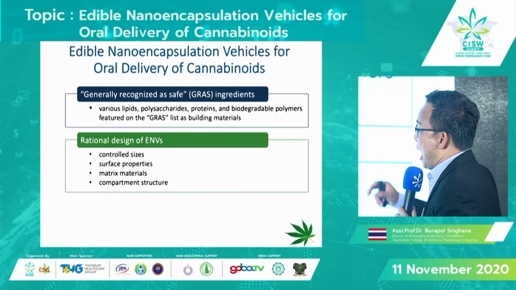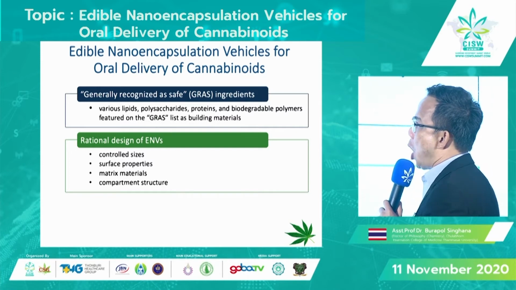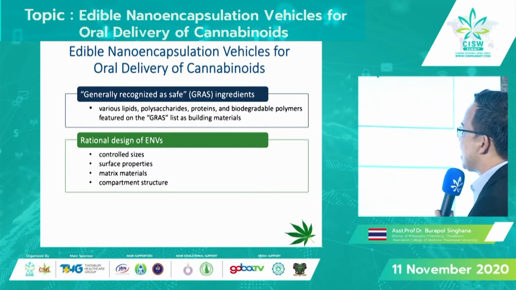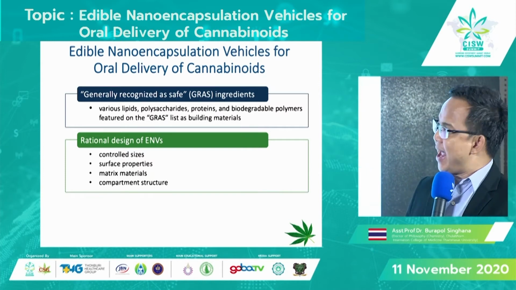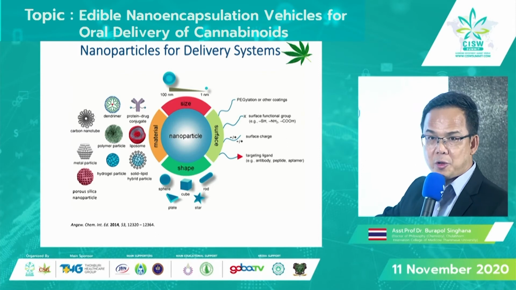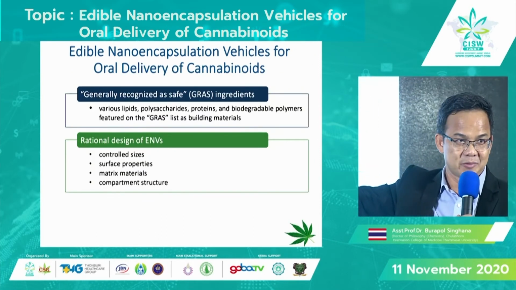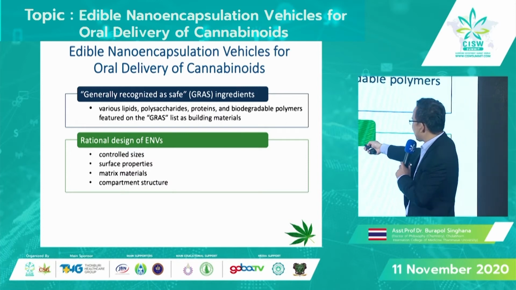So how about nanoencapsulation vehicles for oral delivery of cannabis? As I said, for nanoparticles you can pick what kind of material you're going to use. But for something you can eat, you have to pick what?